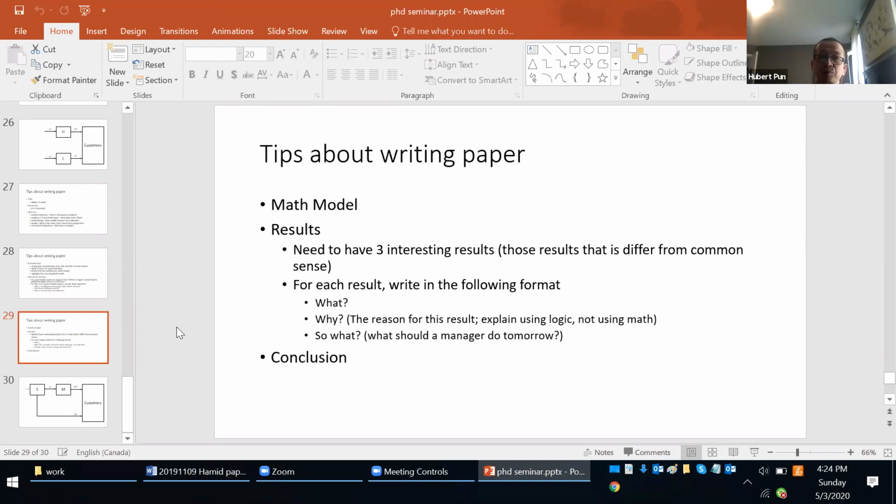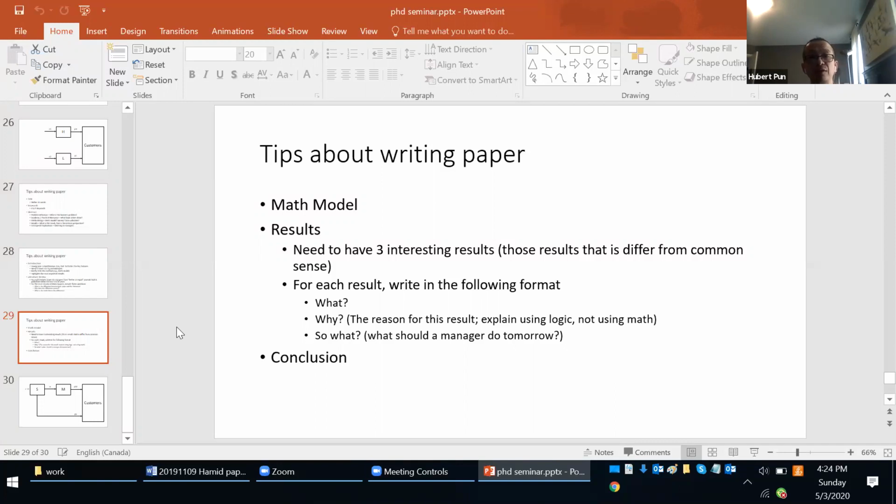So reading an abstract takes maybe 1 minute or 2 minutes. Reading the introduction takes maybe 5 minutes or 10 minutes. Carefully reading the math model may take about 10 minutes. So in less than half an hour, I have a good sense about whether this paper is good or not so good. And the math model is very important. So you need to present everything in a clear way.